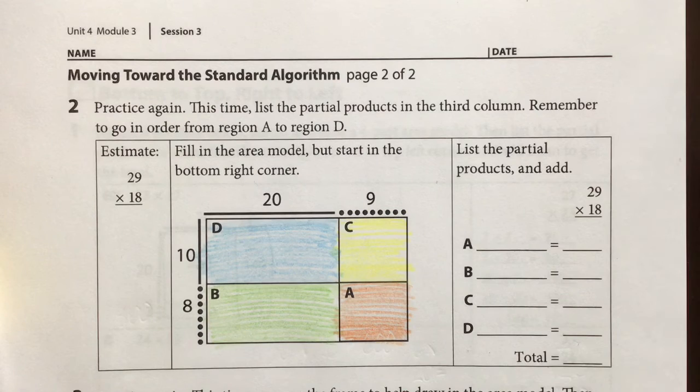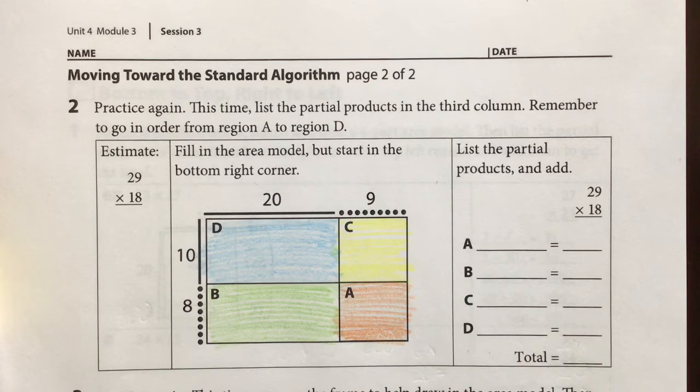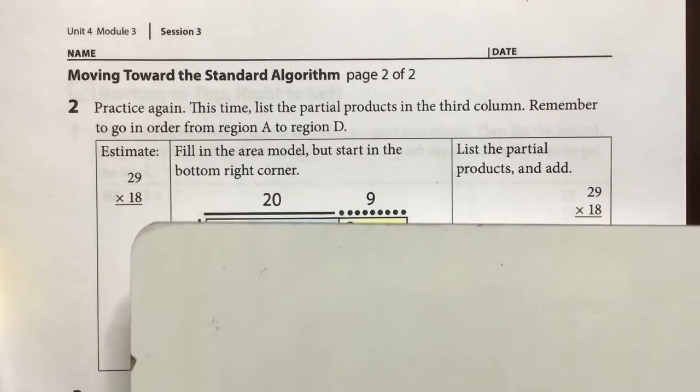Now we are on page 139. We're going to start with number 2. And we're going to estimate 29 times 18. So I'm going to show you again how we can estimate. Here's my whiteboard.